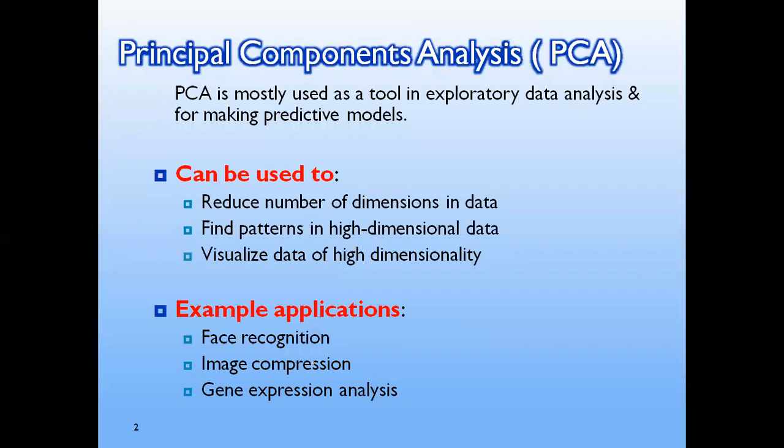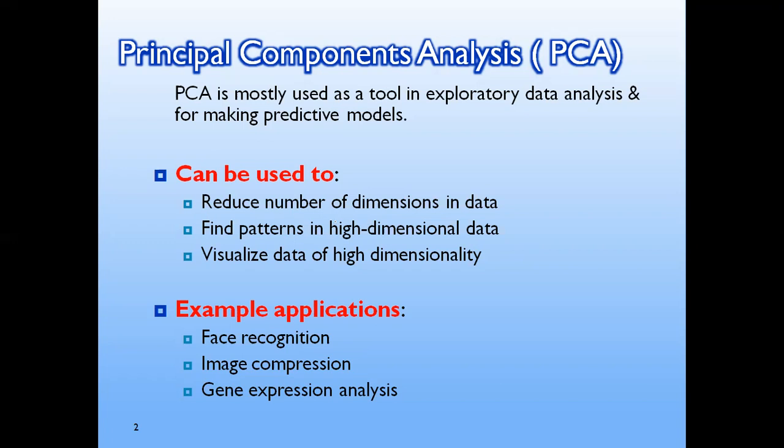PCA is a widely used tool in exploratory data analysis for making predictive models. Machine learning techniques are used for designing predictive models, and PCA is one pre-processing, feature extraction technique that we use for reducing the dimension of the data set. If you reduce the dimension of the data set, the model will be less complex. So it is used for reducing the complexity of the model without losing the original information from the data set.